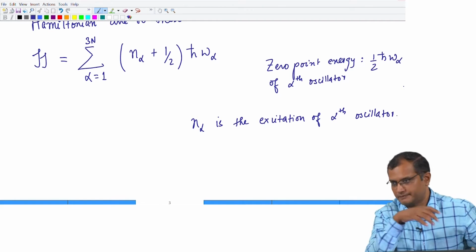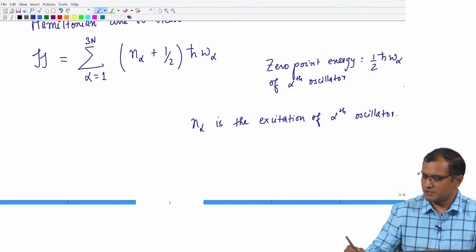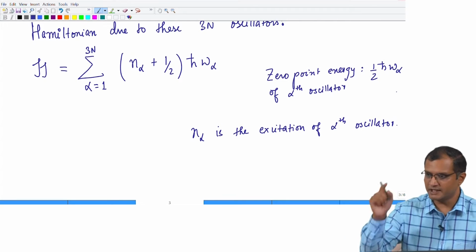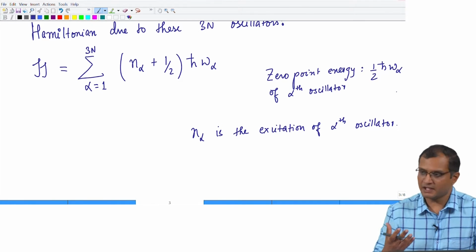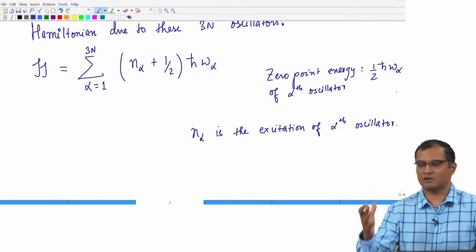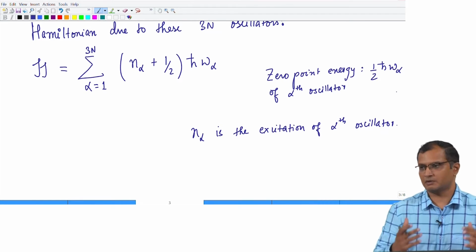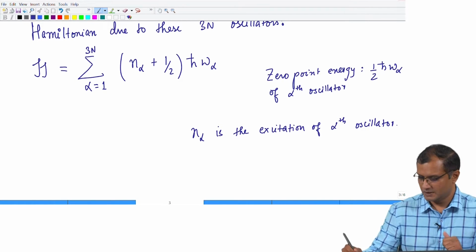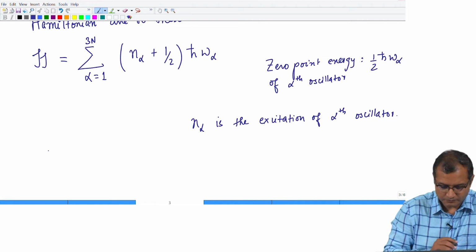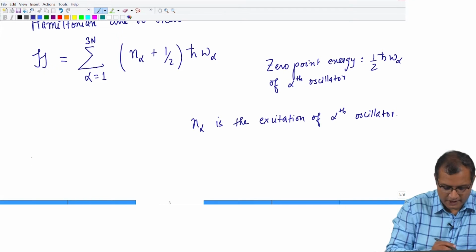Or any oscillator, which would simply make the total energy of the alpha oscillator. Now, there are 3n oscillators. So, you simply take the energy of each oscillator and sum it over all oscillators, and that will give you the total Hamiltonian of the system. So, now I can imagine a microstate of my system.